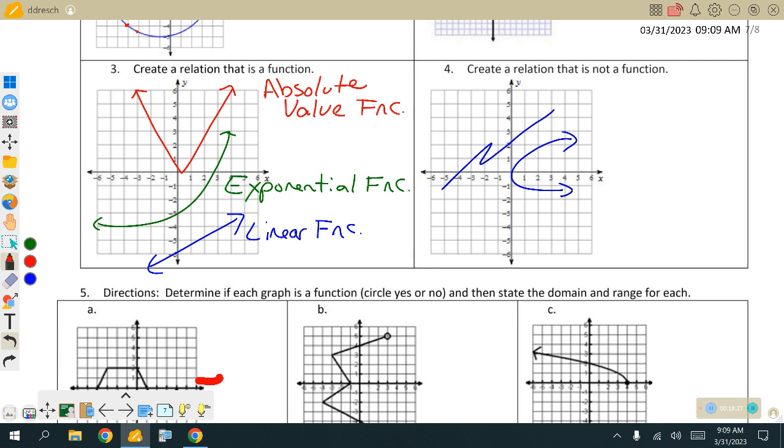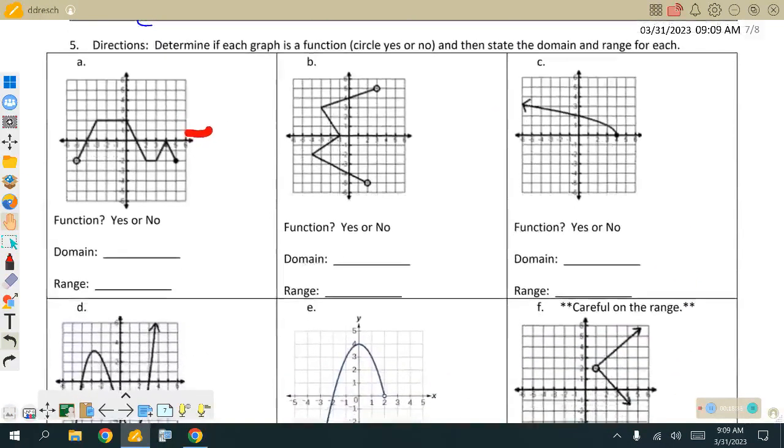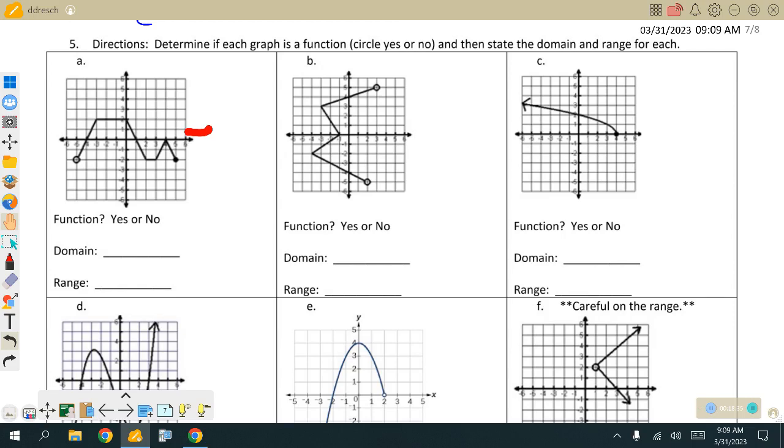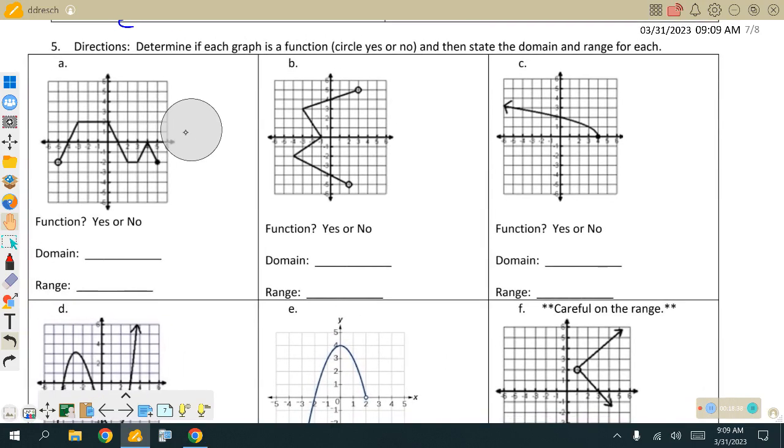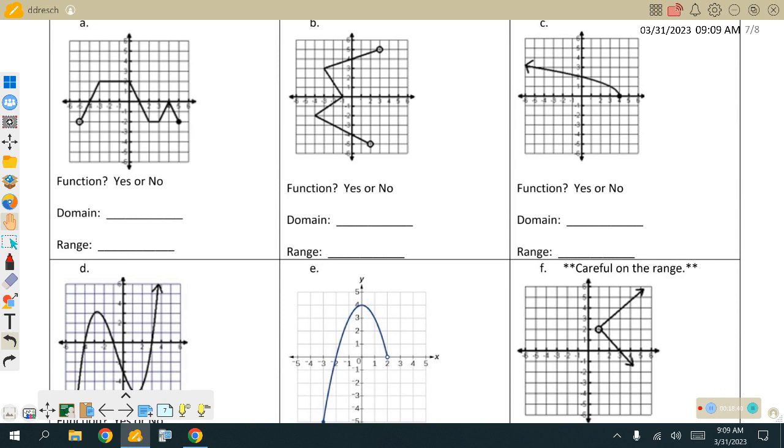All right, now let's get into analyzing functions. So this is really where we want to be today, analyzing. We want to first say yes or no, do we have a function or not, and then we want to talk about domain and range. This is where we want to be for the next few days. Let's take a quick run through. Take A, B, and C. Just do yes or no. Tell me function or not.